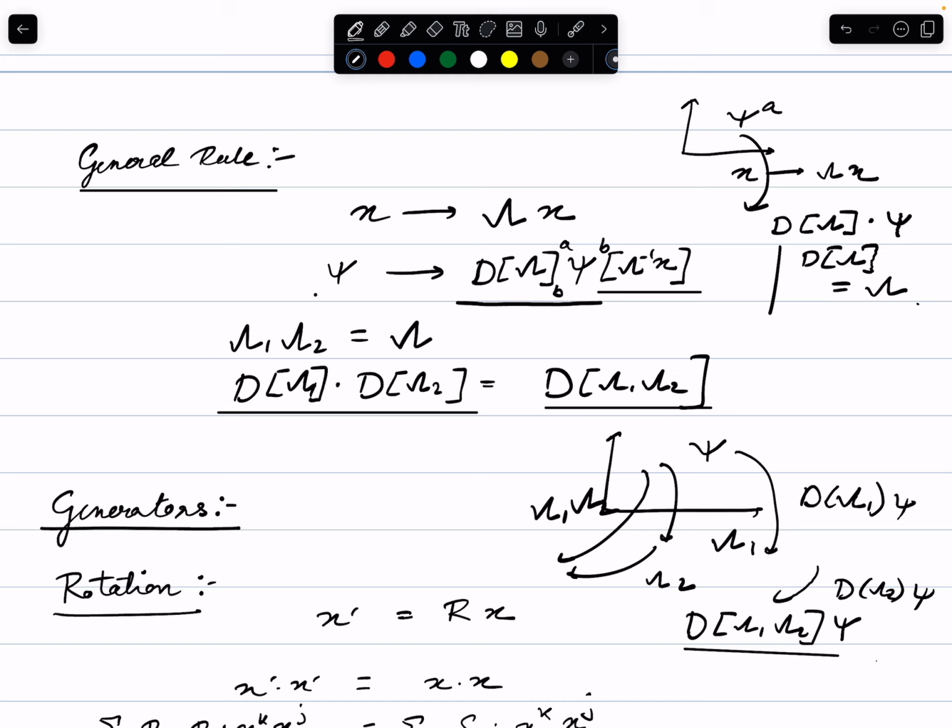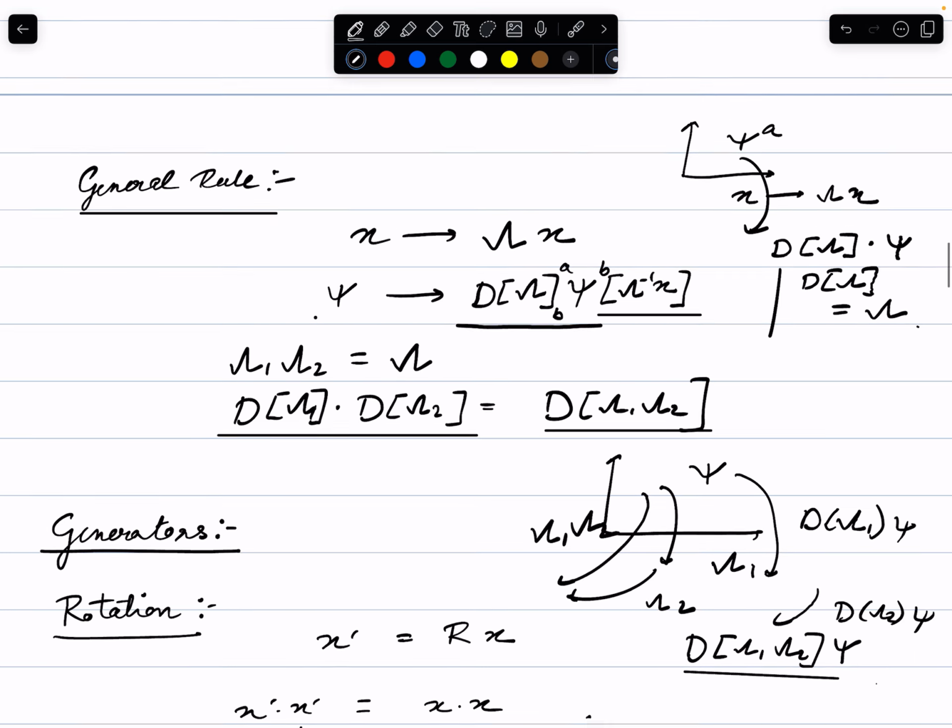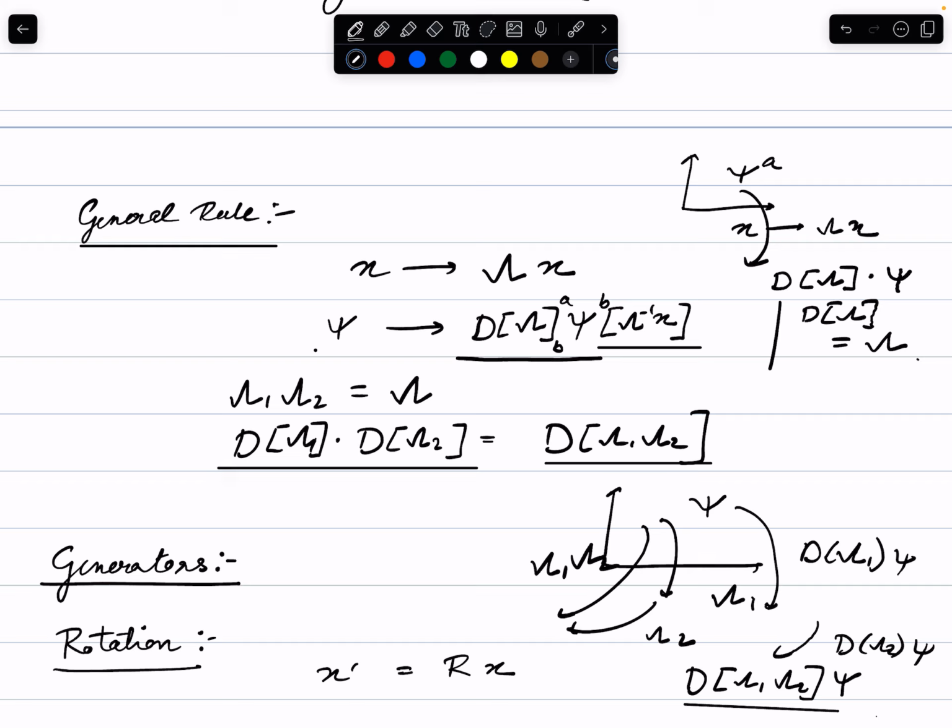Is that psi prime, like we are taking lambda inverse x there? In the second equation, psi is written as this one. The left hand side should be psi. No, this whole thing is equal to psi prime. Yeah, this is equal to psi prime. So here I have drawn an arrow, meaning psi changes to this, and this whole thing is psi prime a.